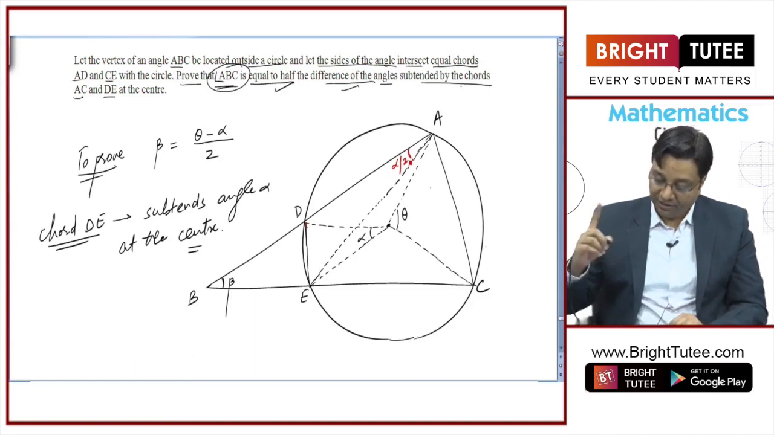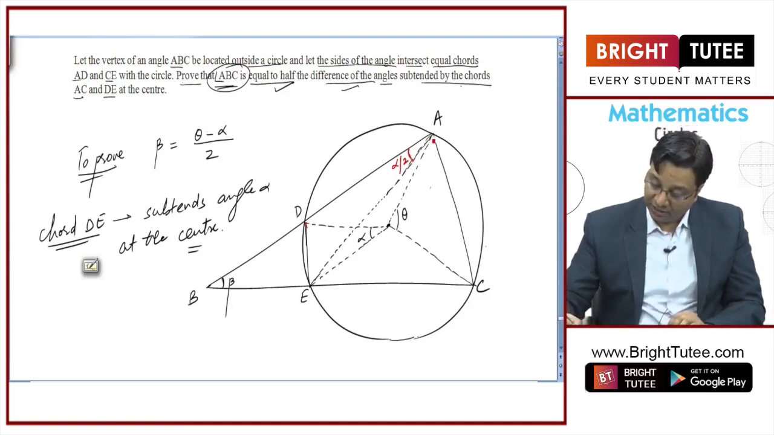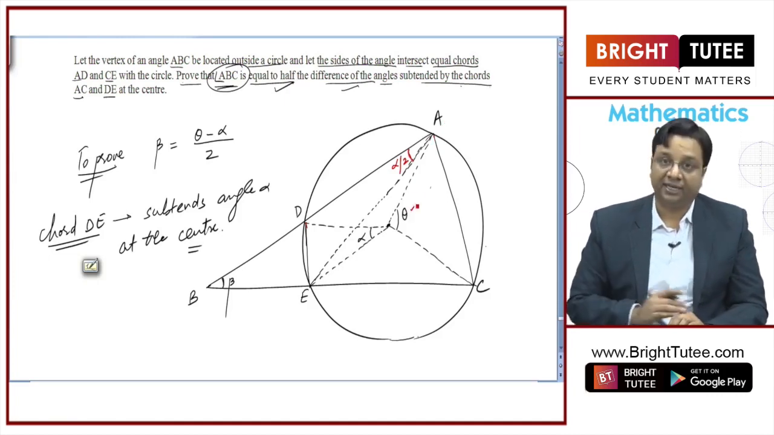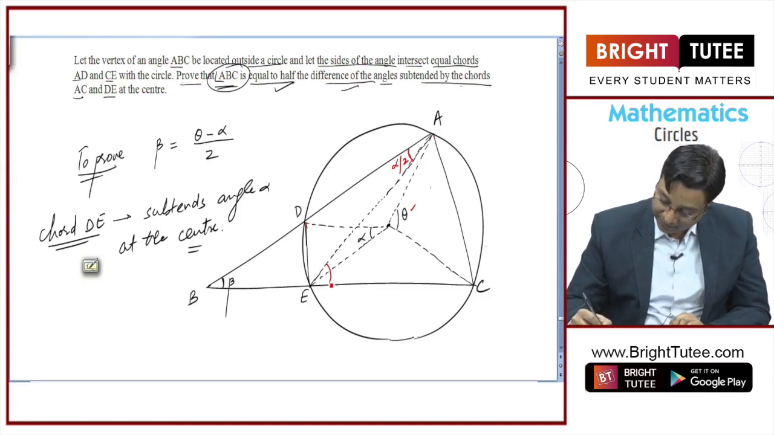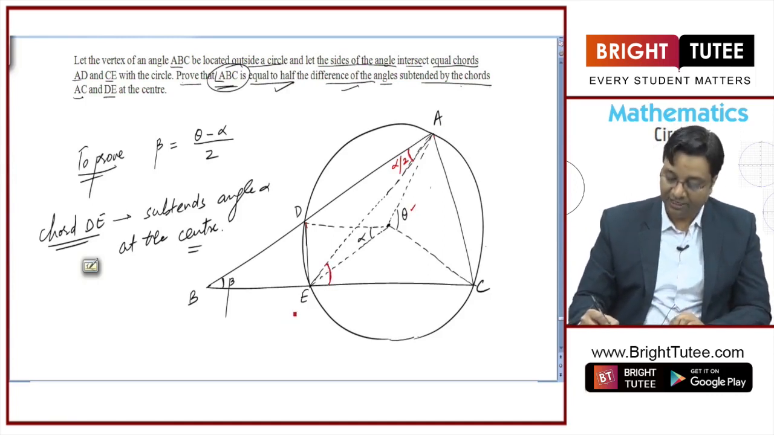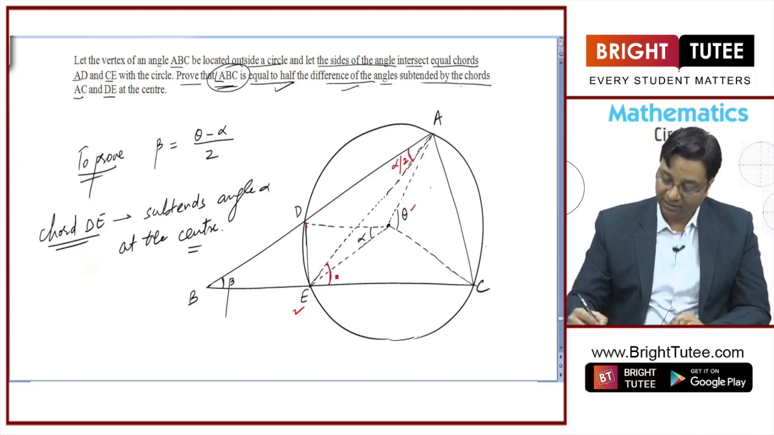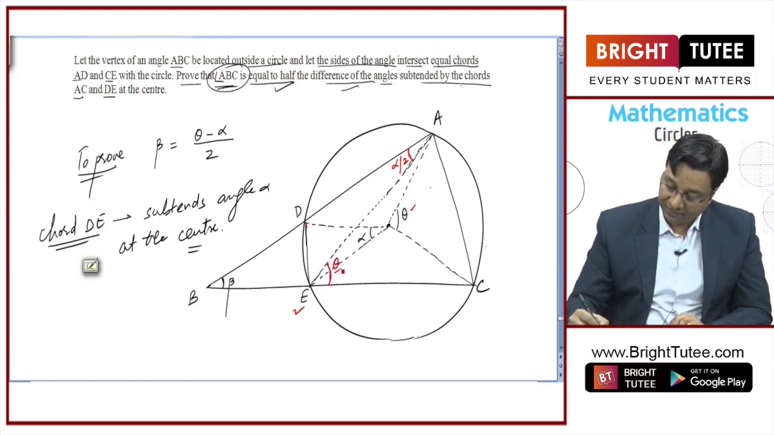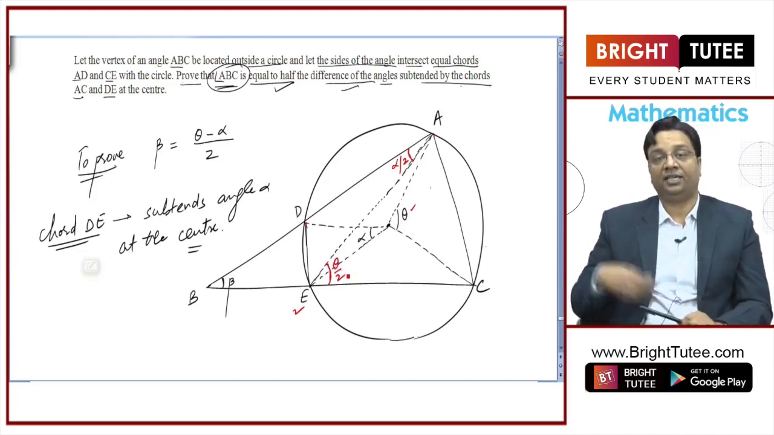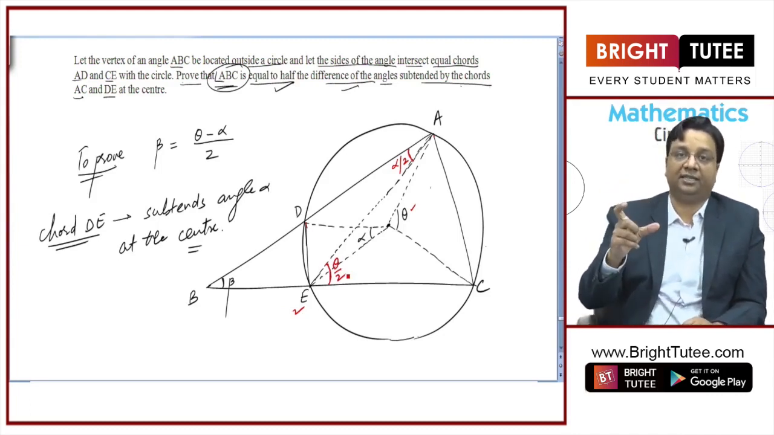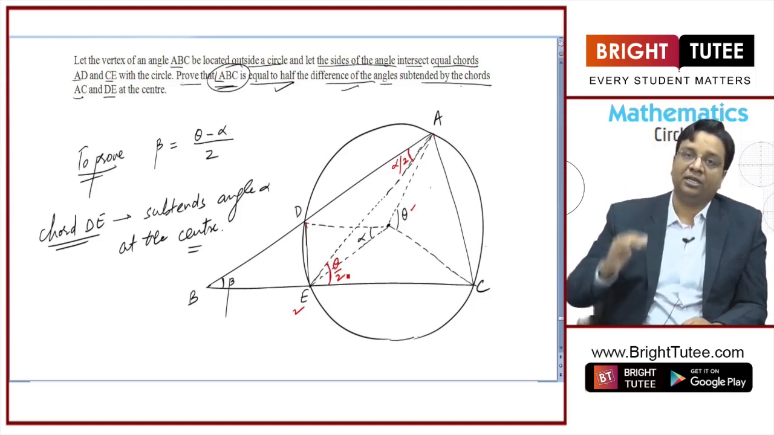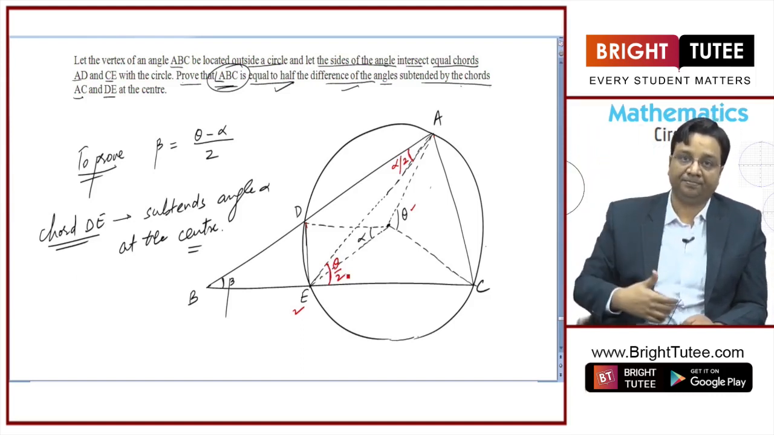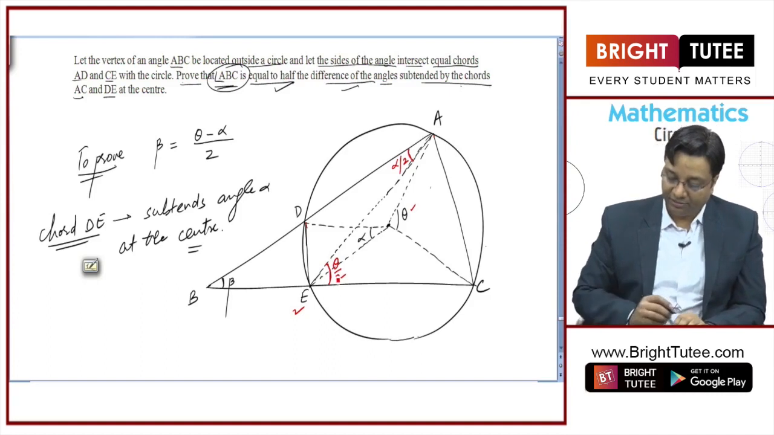Okay, this is about one of the angles. Now let us look at this chord AC. AC subtends angle theta at the center, and AC also subtends this angle at the circle at point E. So this angle will be half of angle theta, because of the property that the angle subtended by a chord at the center of the circle is double the angle subtended by the same chord at the remaining part of the circle. So this will be theta by 2.